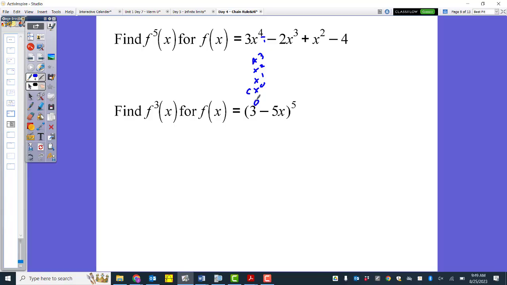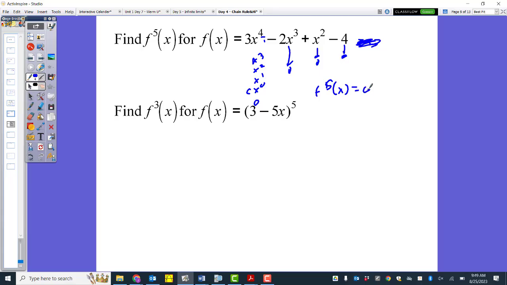That's 1, 2, 3, 4, 5 derivatives. And if the biggest power eventually gets to 0 after 5 derivatives, then that means all these will also go to 0 at some point as well. So keep an eye out for how many derivatives you're taking and if you can find any shortcuts like that. So this derivative will not equal 0. F to the 5th of x is going to equal 0.